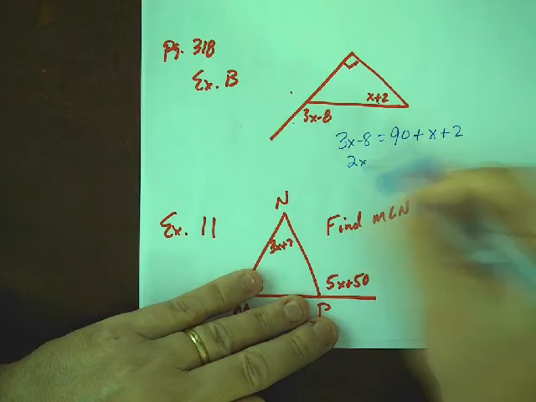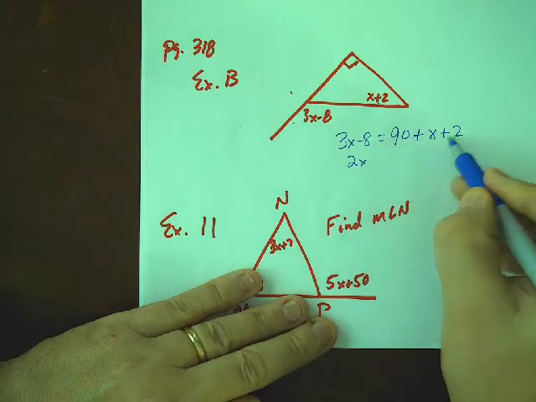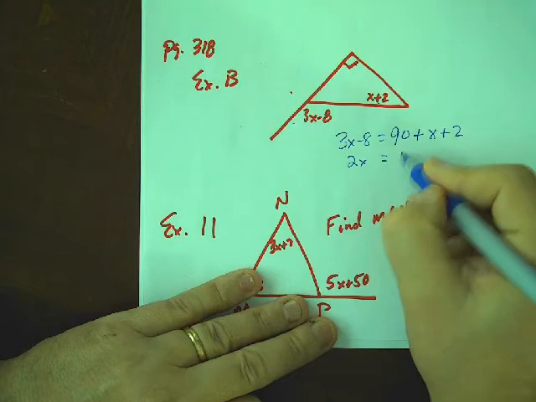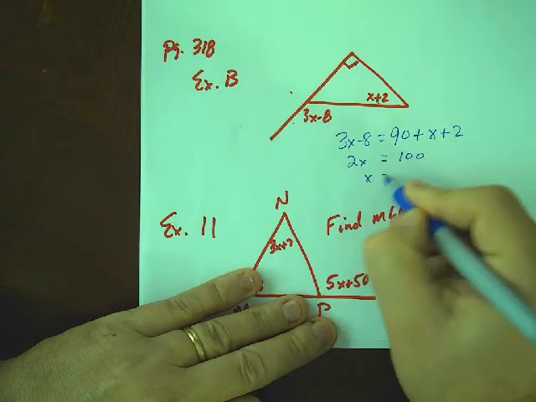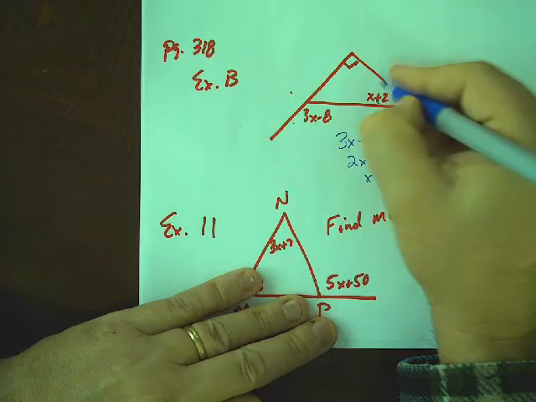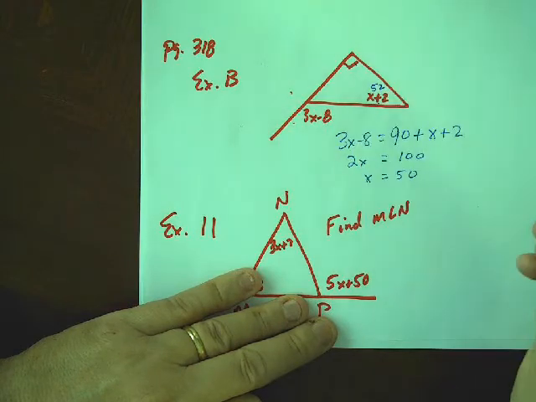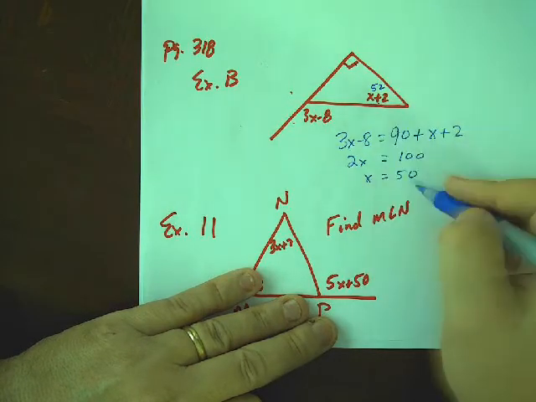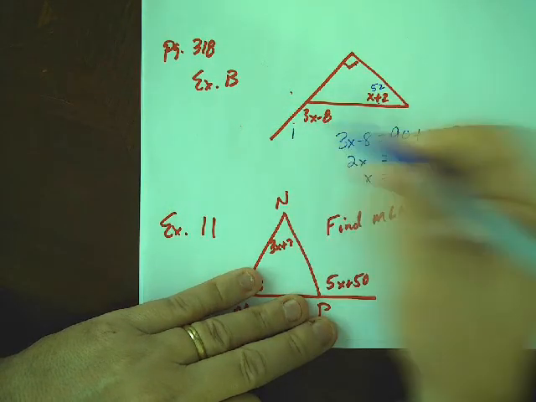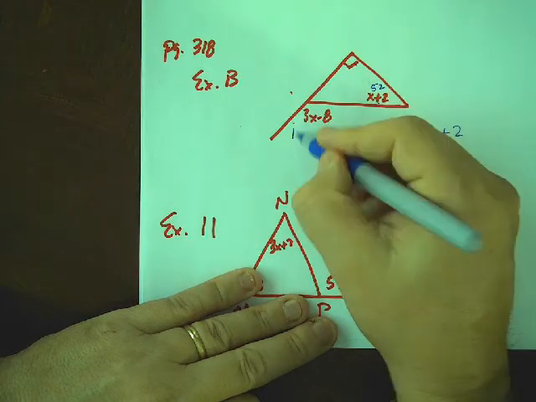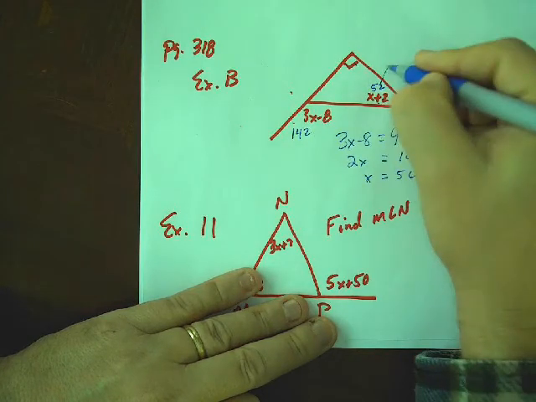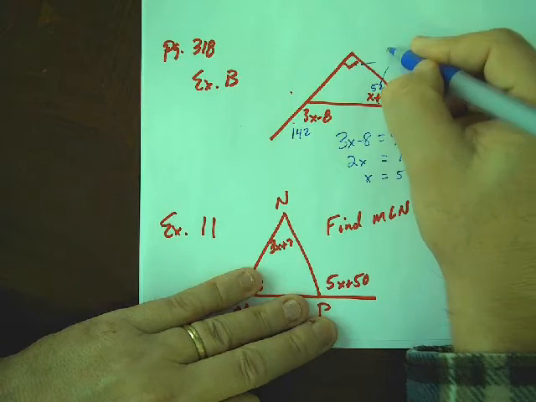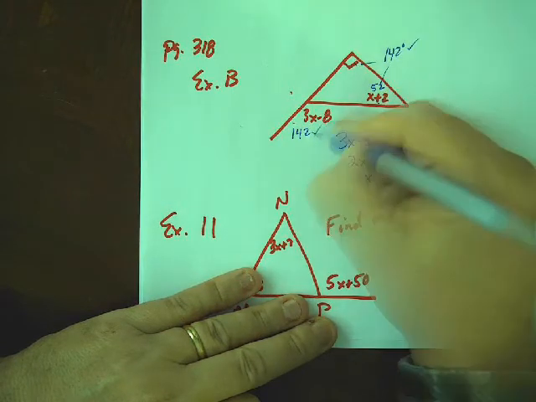We have 2x. We're going to take 8 over here and add that to 2. It looks like that's equal to 100. And so we end up with x equals 50. If that's the case, that makes this 52, because it's x plus 2. 150 minus 8 makes this 142. Is this 52 and 90? That gives us 142. Check, check.